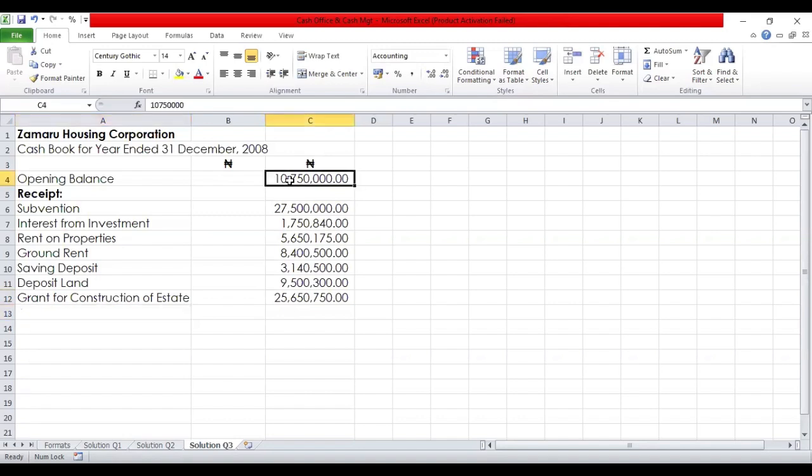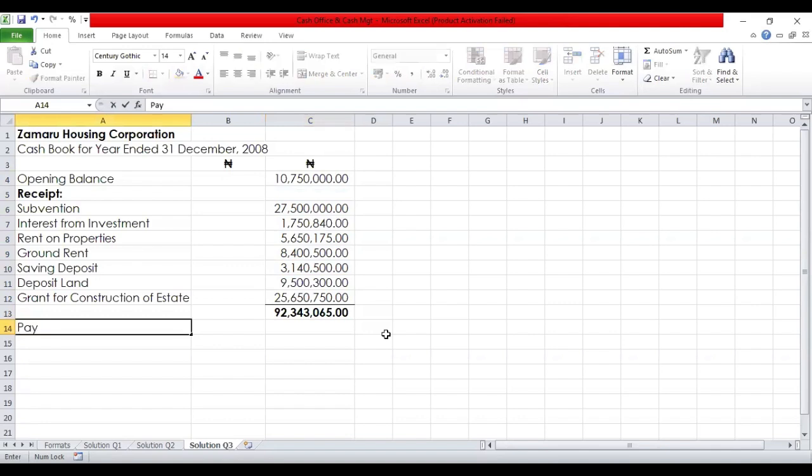That is your cash book. We are done with that. The total of this one is 92,343,065. Then payment. What makes up the payment, please? DVEA entry, personnel cost.